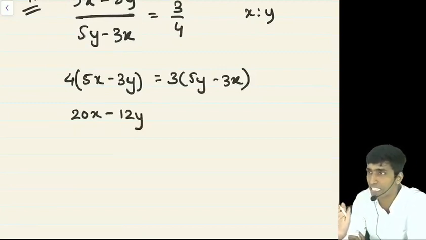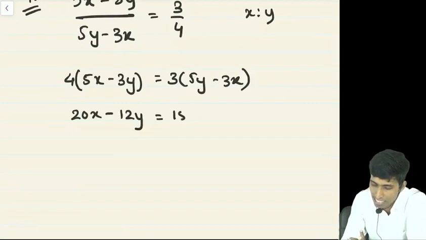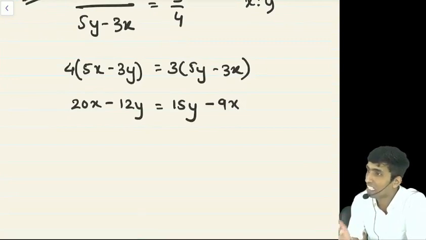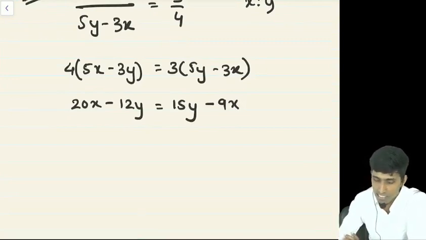Minus into plus is minus. Correct. Minus 12y. 3 5s are 15y. 3 into minus 3 is minus 9x. I will take x on one side.